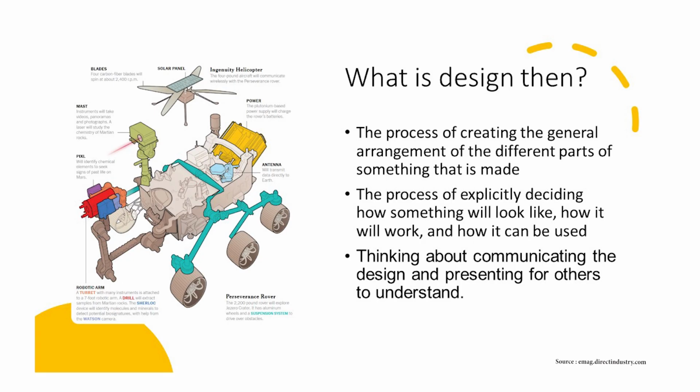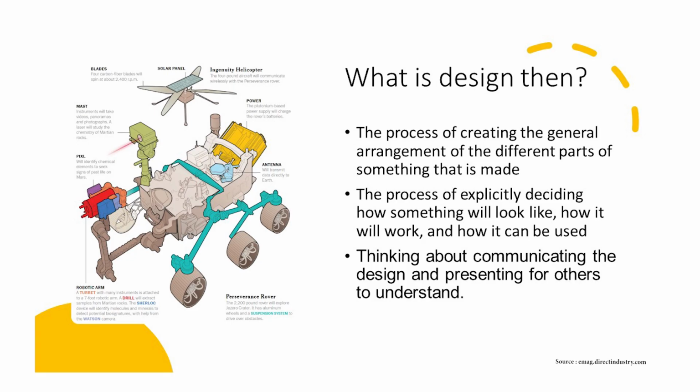The process of explicitly deciding how something will look, how it will work and how it can be used. Okay. So you get a feel of how the rover will look, how wide it will be, how many wheels, 3 wheels on this side, 3 wheels on that side. Okay. This will have four blades that will enable it to fly, tripod like stand. Okay. So deciding how something will look. Okay. So that is part of design. Okay. So you want to be communicating that.